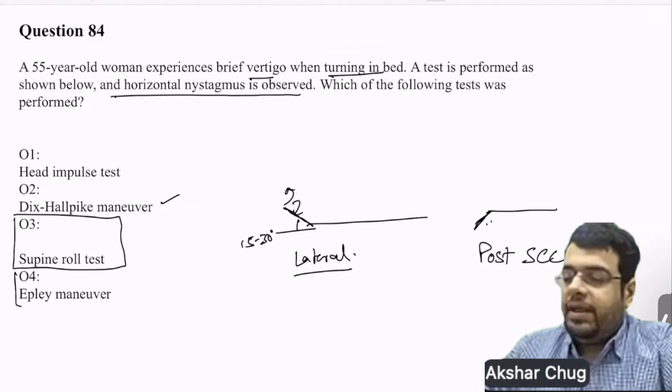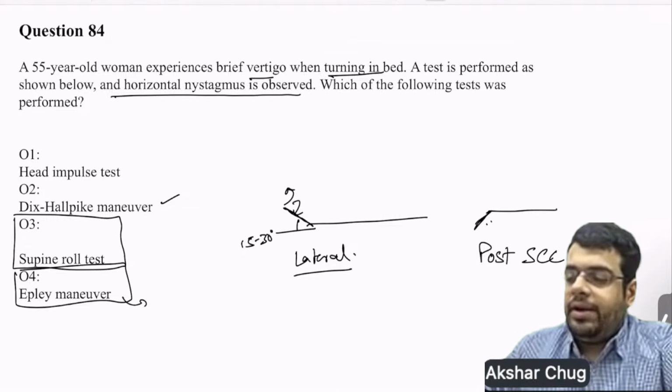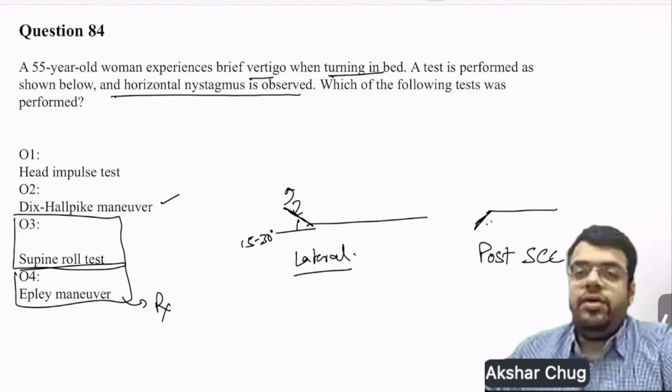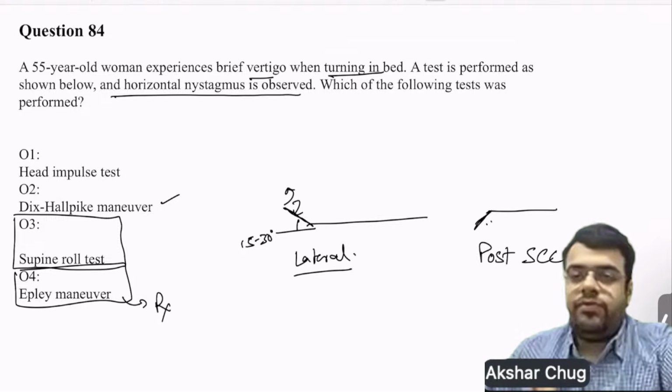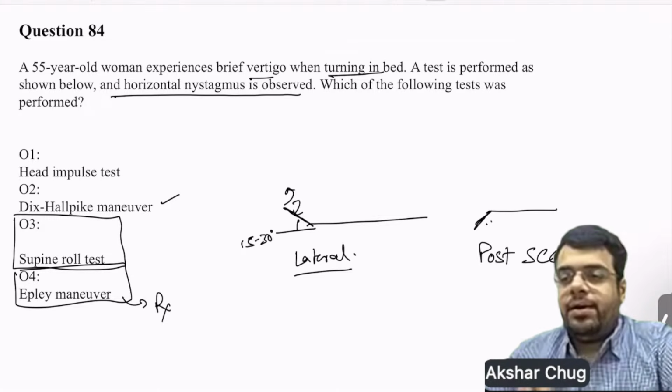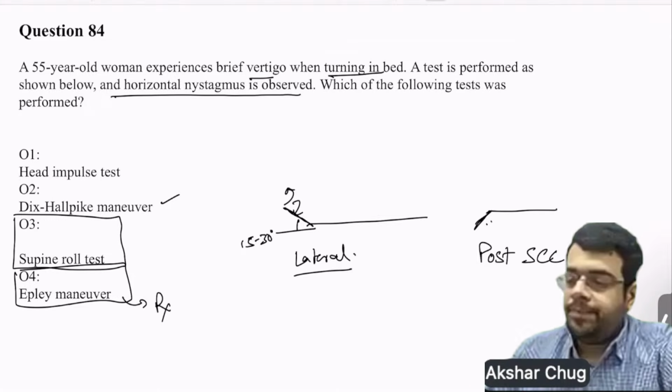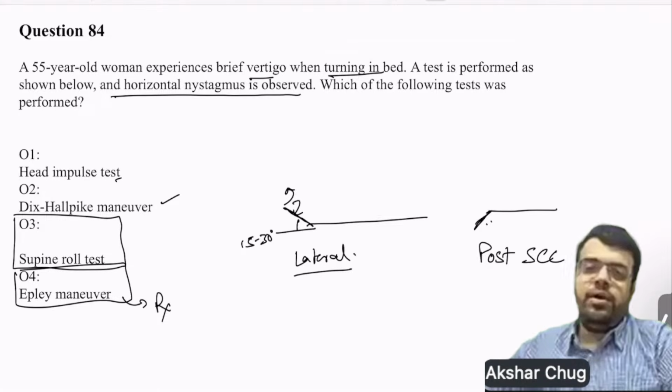Epley's maneuver is for the treatment, which is more of an extensive maneuver, which involves the rolling of the patient. Also, we will ask the patient to sit up after we are done with the maneuver. Head impulse test is usually for nystagmus.